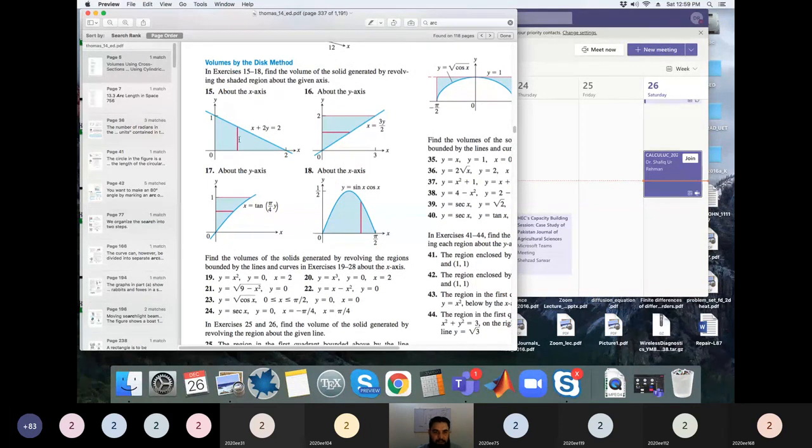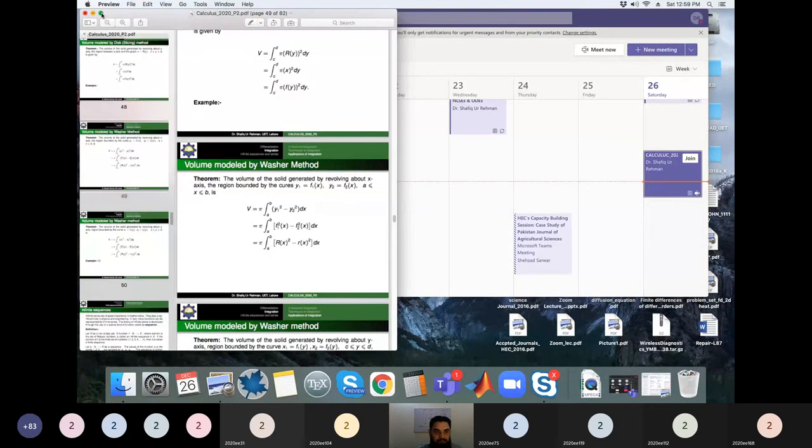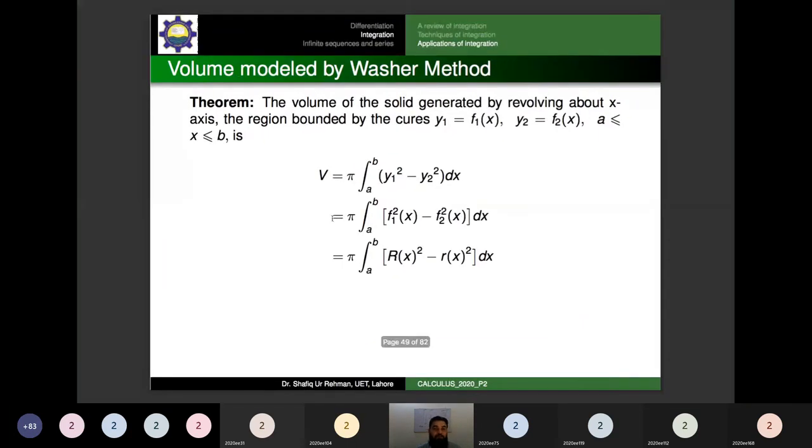Once you make a rotation either about the x-axis or y-axis for this particular solid, it will take you to the disk, because we have to make a difference between disk and washer. Washer is going to be a different formula. The formula is there to find the volume of the solid generated by revolving about the x-axis the region bounded by two curves: y1 is equal to f1(x), y2 is equal to f2(x) over the interval from a to b, is going to be this one.